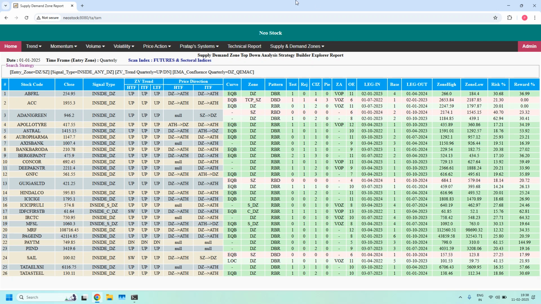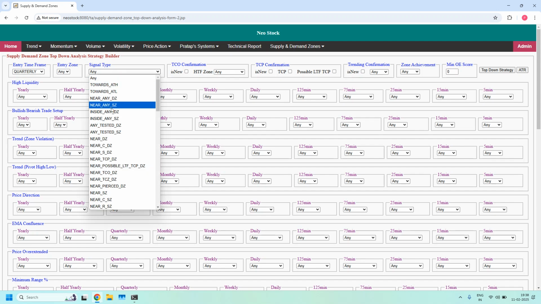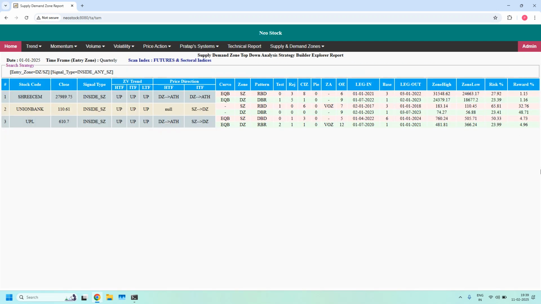Okay, next, quarterly time frame. Price closed inside the quarterly supply zone. We got 3 stocks. Out of these 3, how many quarterly supply zones are having quarterly EMA Confluence? Let us verify.